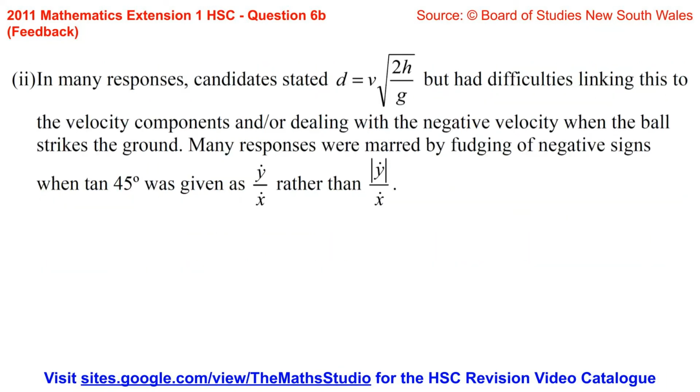For part 2, in many responses, candidates stated d equals v times the square root of 2h over g, but had difficulties linking this to the velocity components and or dealing with the negative velocity when the ball strikes the ground. Many responses were marred by fudging of negative signs when tan 45 degrees was given as y dot over x dot rather than the absolute value of y dot over x dot.